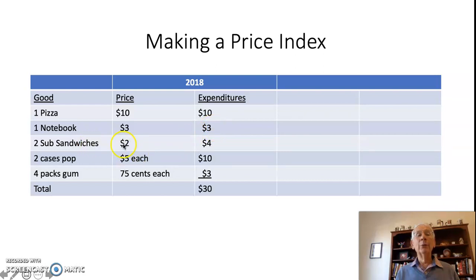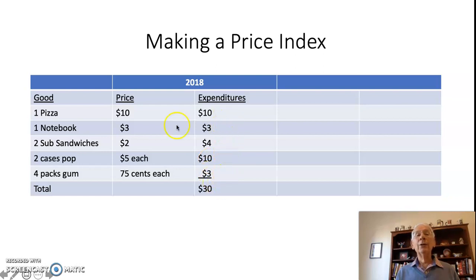But if you have 2 sandwiches at $2 each, the result is you're spending $4 on sandwiches. If you have 2 cases of pop, yeah, I should have put $2 each there, sorry. If you have 2 cases of pop and they're $5 each, well, that would be $10, etc.